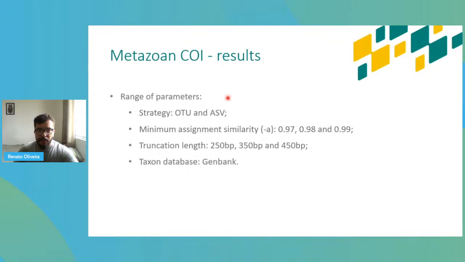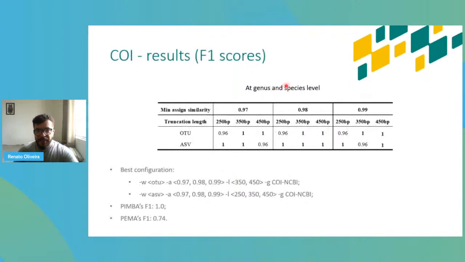In the Metazoa COI dataset, we varied the strategy as well, the assignment similarity, the truncation length, and we only used the GenBank database. The results for genus and species level were the same, and we can see here that it was quite homogeneous, and in almost all configurations, Pimba obtained an F1 score of 100%, which was a very nice result, against 74% of PEMA.